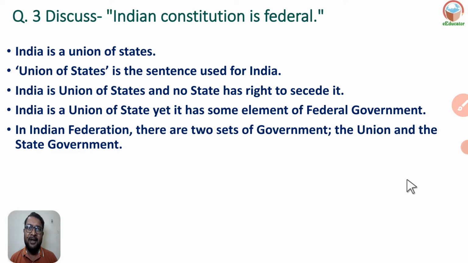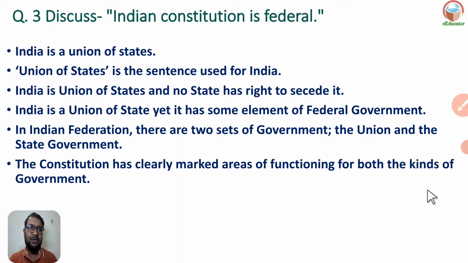In the Indian federation, there are two sets of government, the union and the state government. A country that follows federalism has more than one level of government, one union and one state level. We have also accepted the system of a union government and a state government. So we have included federation in our constitution. We have accepted some features of federalism, not actually all the features of federalism.